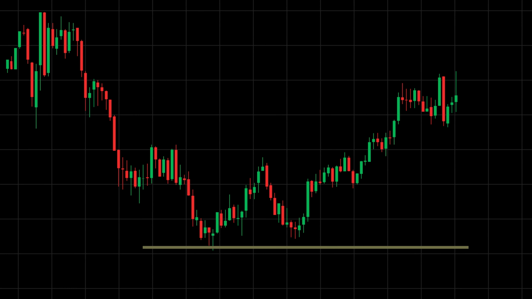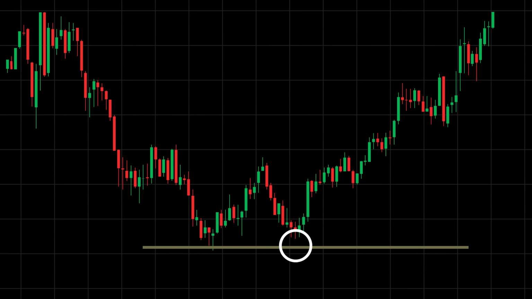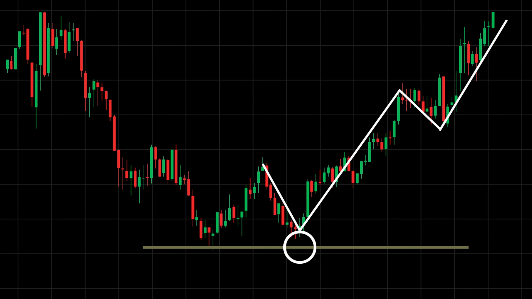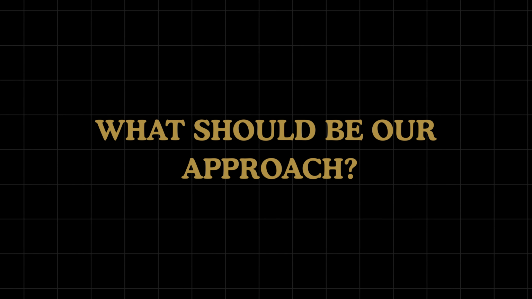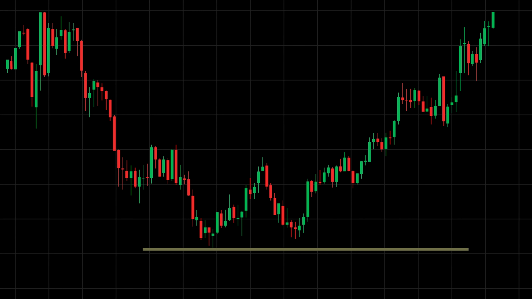However, if the price climbs before reaching this level, then in this case, we observe that the price might head toward this point, and we would plan to buy. But if the price increases even before getting here, what should be our approach? In such cases, we have a solution. We can identify its demand zone.